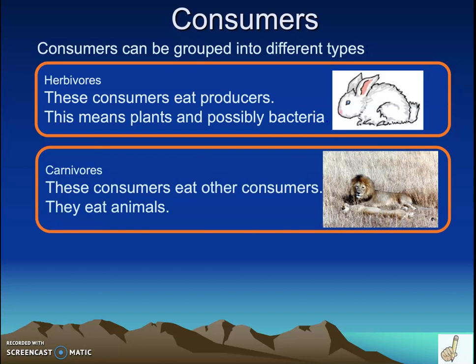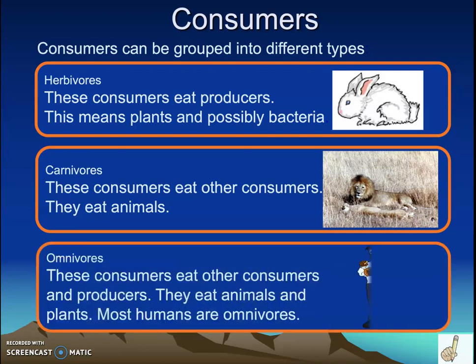Carnivores. These consumers eat other consumers. Okay, they eat animals. They don't eat plants. Carnivores, remember, they eat meat. Okay, so they eat other consumers. And then we have omnivores. And these are consumers that eat other consumers, but also producers as well. Okay, so that means that they eat animals and plants. Most humans are therefore omnivores, because we eat both meat and we eat both plants as well.